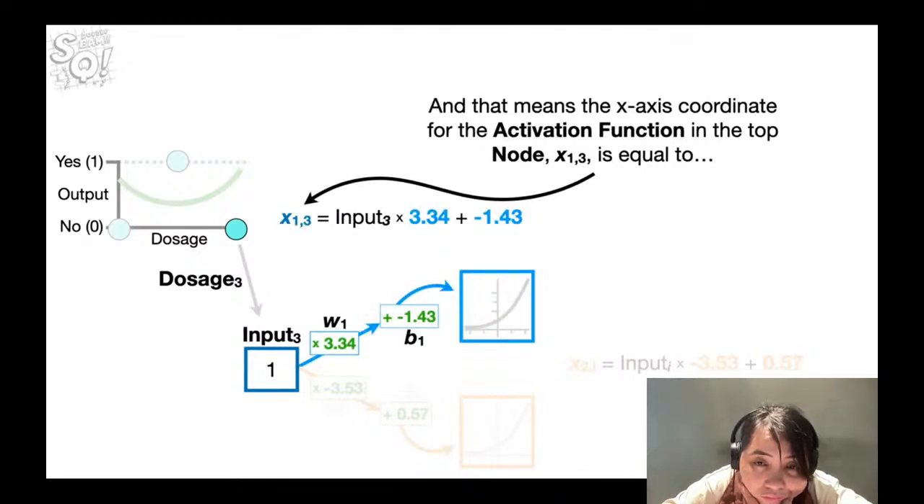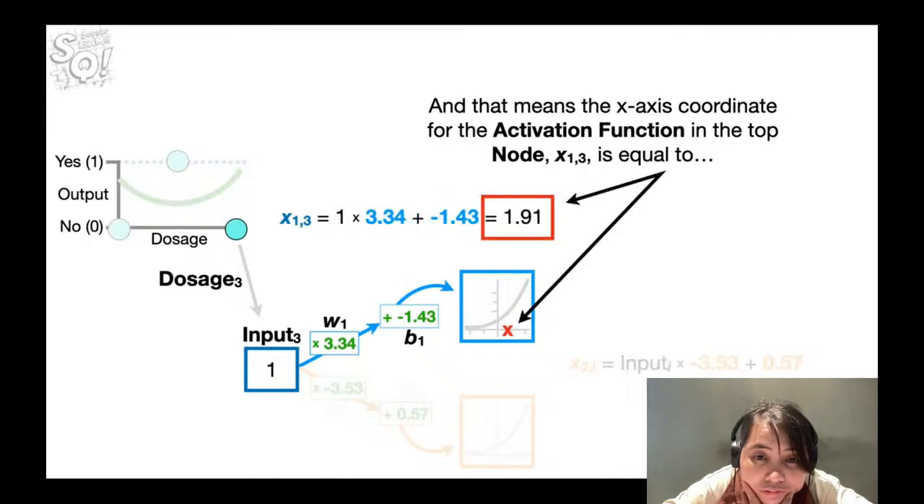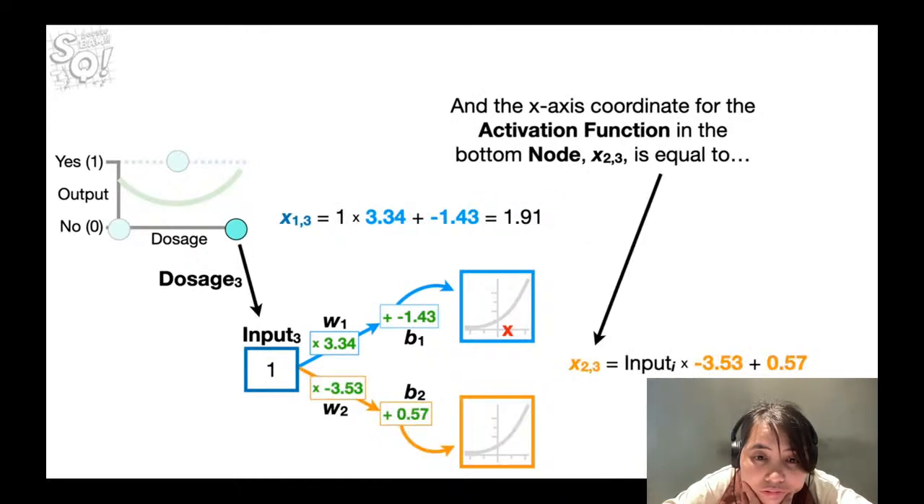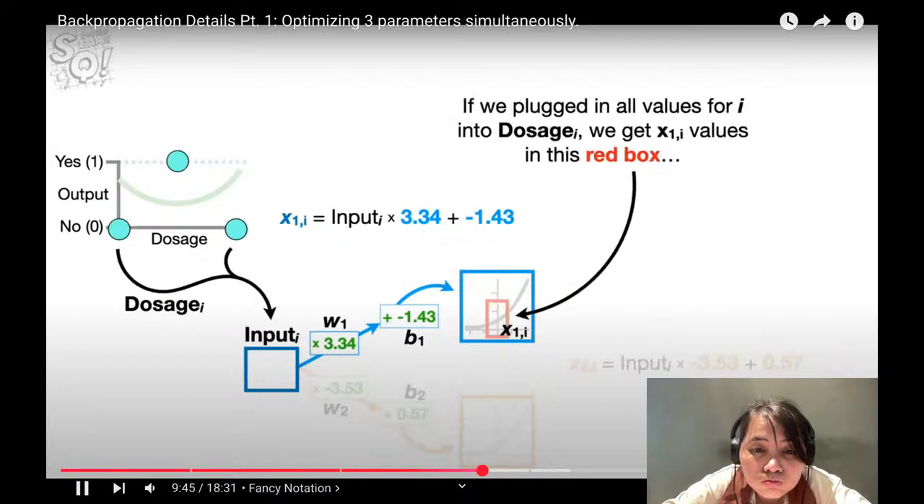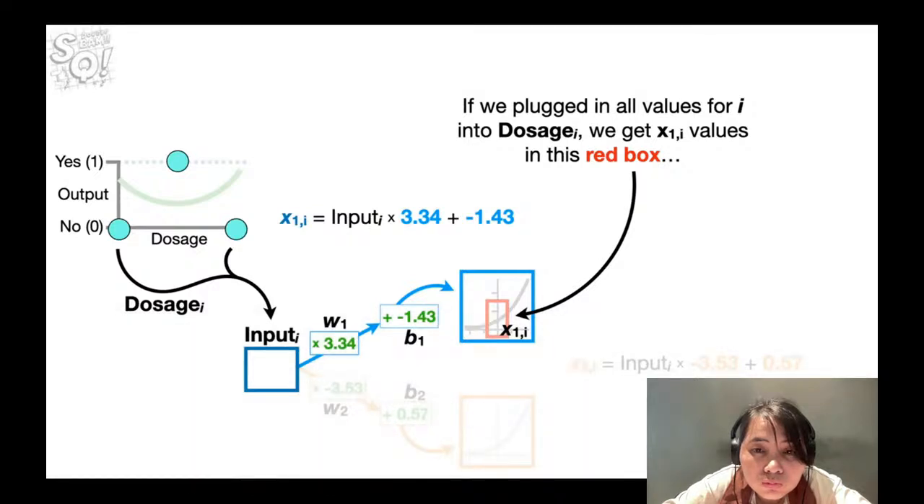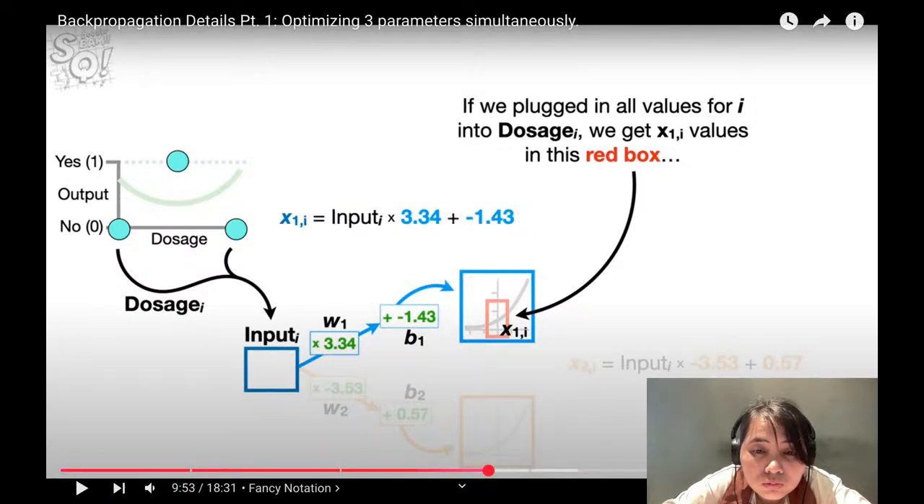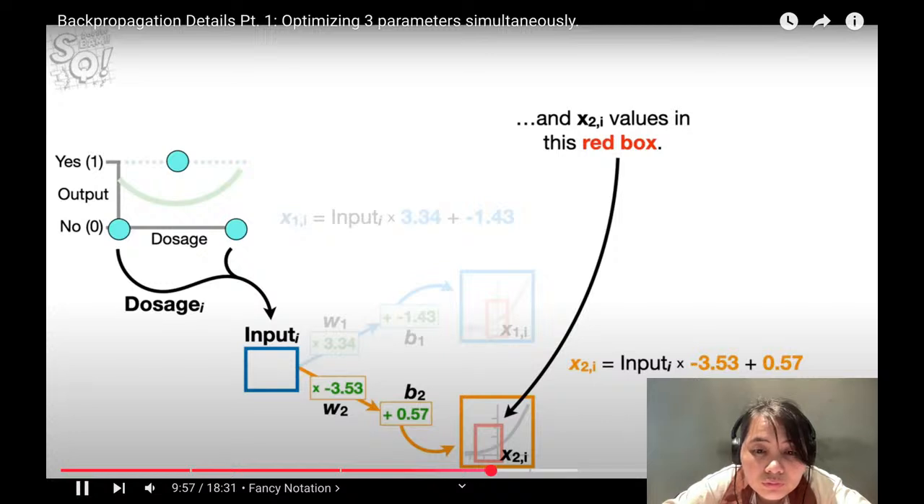And that means the x-axis coordinate for the activation function in the top node, x sub 1, 3, is equal to 1.91. And the x-axis coordinate for the activation function in the bottom node, x sub 2, 3, is equal to negative 2.96. Bam. If we plugged in all values for I into dosage sub I, we get x sub 1, I values in this red box, and x sub 2, I values in this red box.